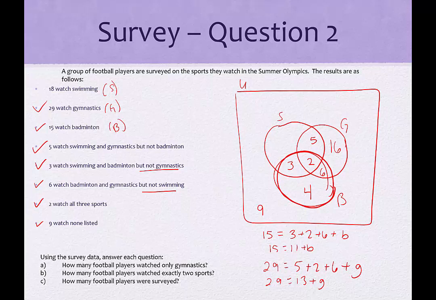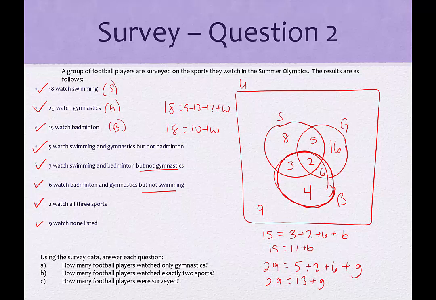And last but not least, 18 watch swimming. So again, the cardinal number for the swimming set is 18. That means that 18 is equal to 5 plus 3 plus 2 plus, I don't want to use an S, so we'll use a W for swimming. That would be 18 equals 10 plus W, which means W is equal to 8. So if we added up the 4 regions in swimming, it should add back up to 18. Now we can answer these questions.